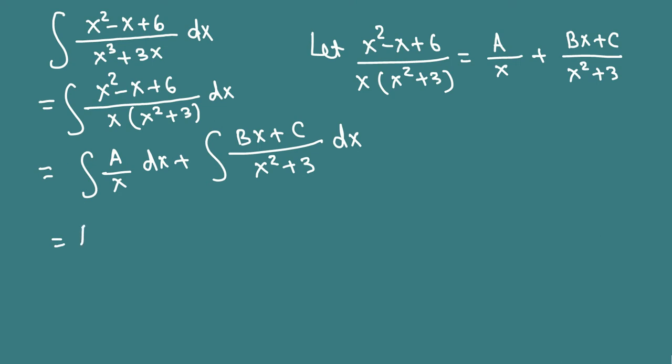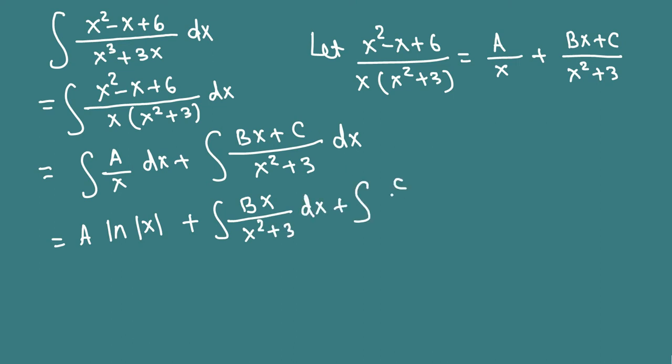A is a constant, so we can pull it outside. The integral of 1 over x is natural log of x, plus, we need to separate into two fractions: bx over x squared plus 3 dx plus c over x squared plus 3 dx. So a natural log of x plus b is constant, we can pull it outside.